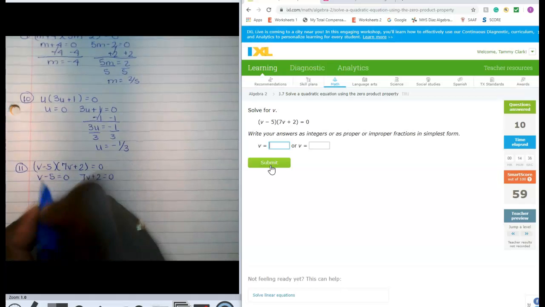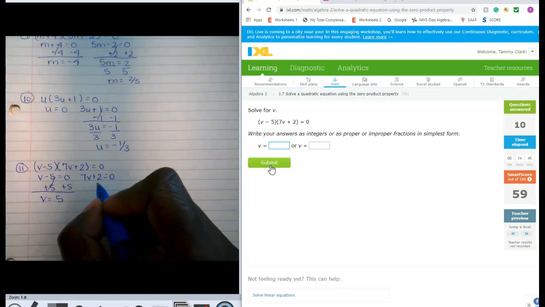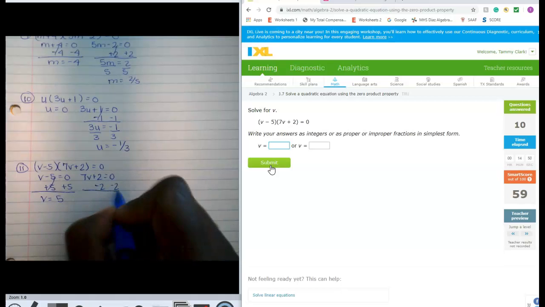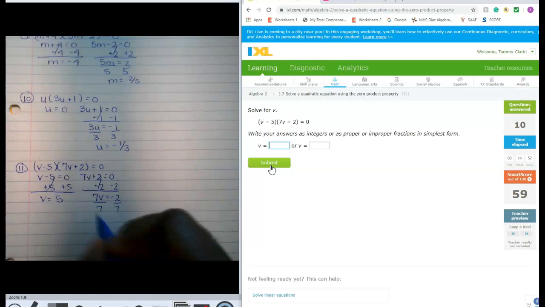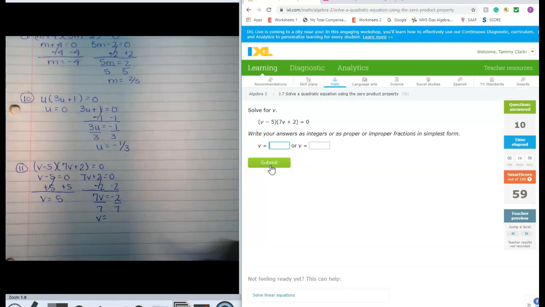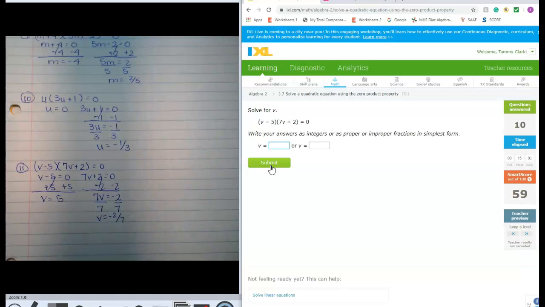and solve. So to eliminate negative 5, I'm going to add 5 to both sides of the equation. Therefore, v is equal to 5. Here, I need to eliminate the positive 2, so I'm going to subtract 2 from both sides of the equation. 7v is equal to negative 2. We don't want 7v, we want v, so we're going to divide by 7 on both sides of the equation. And v is equal to negative 2/7. So I've got 5 and negative 2/7.